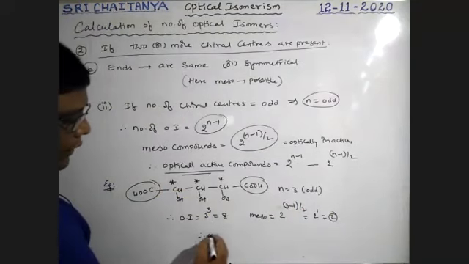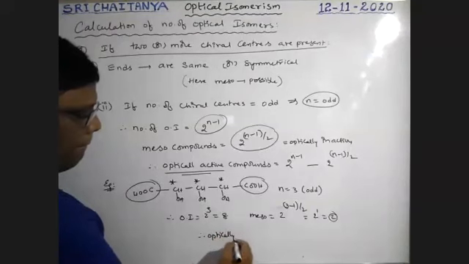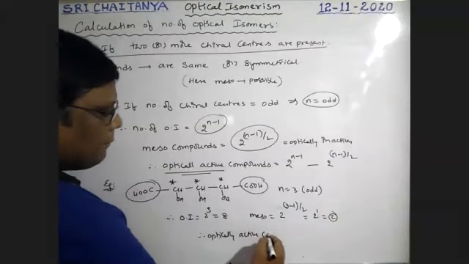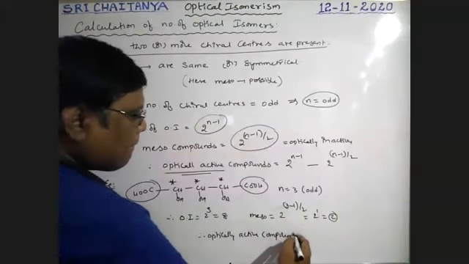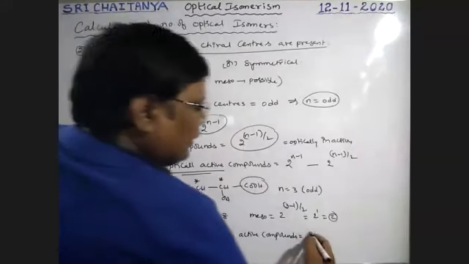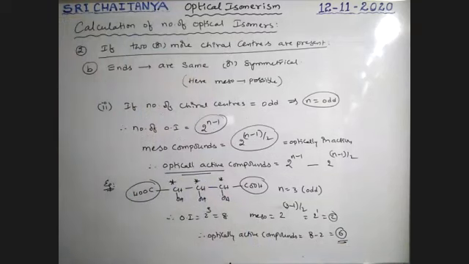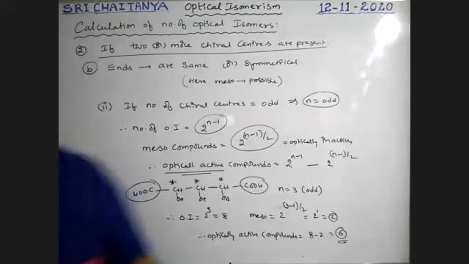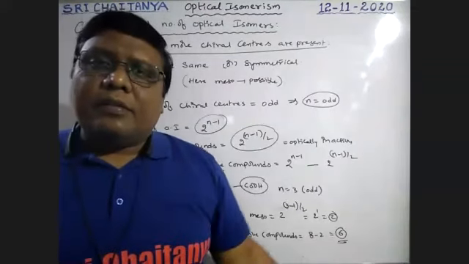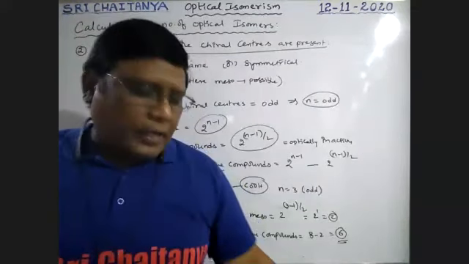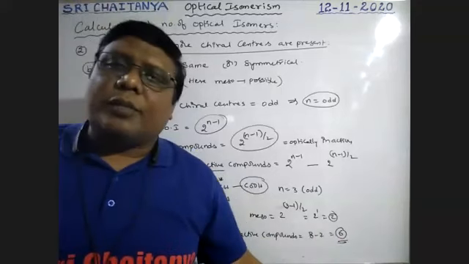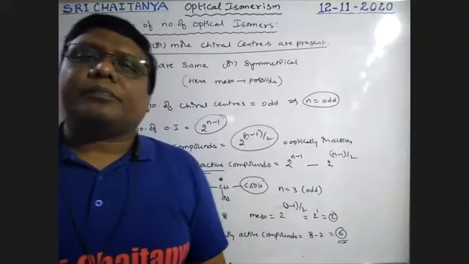Therefore, optically active compounds is equal to 8 minus 2, that is 6. So this is the way to calculate the number of optical isomers. Okay, so very, very, very important.